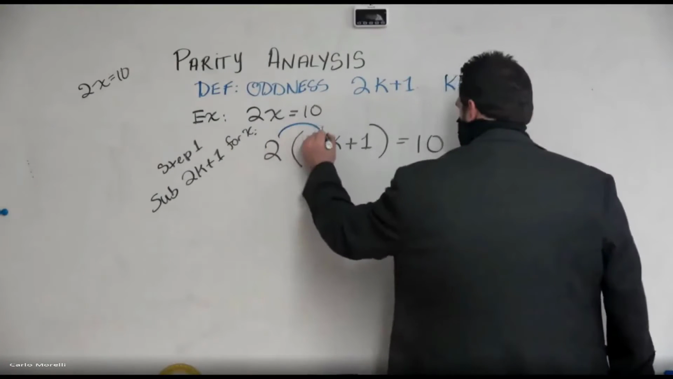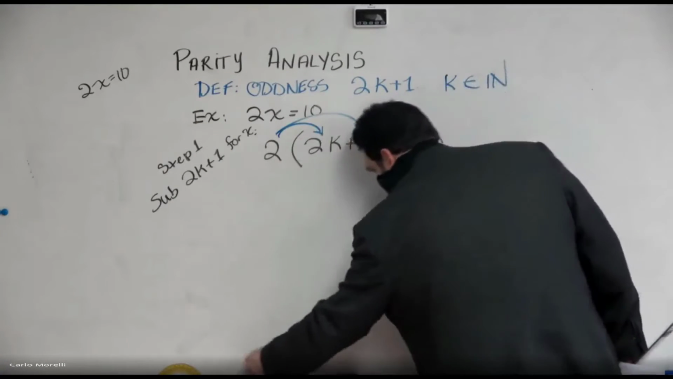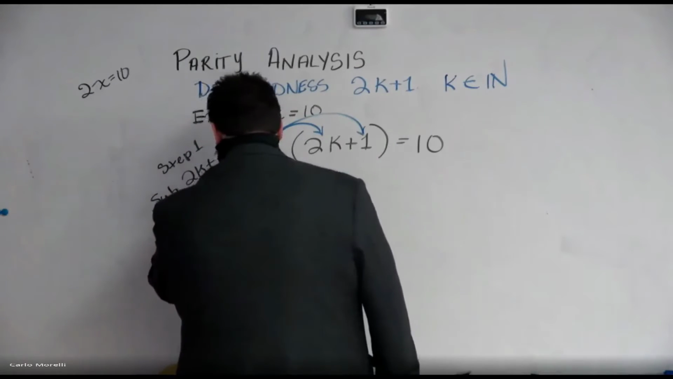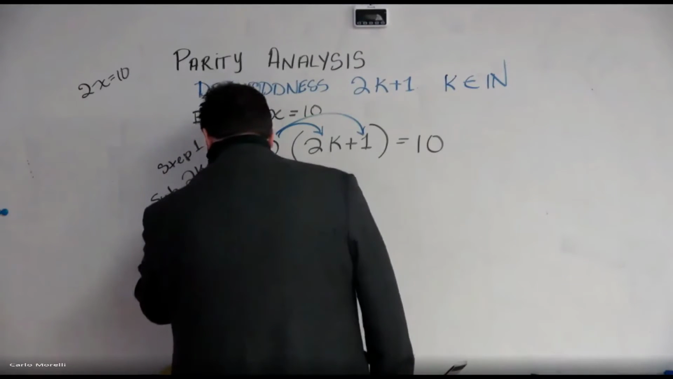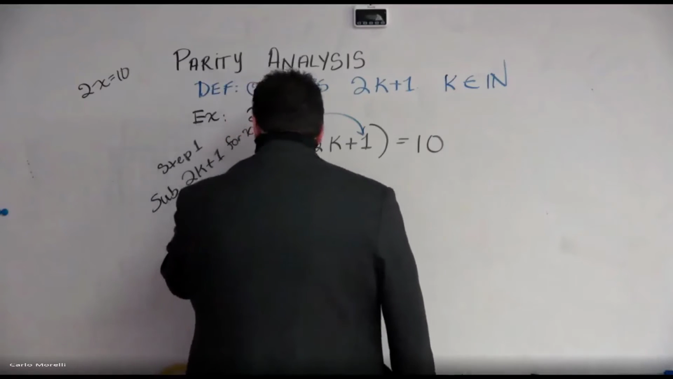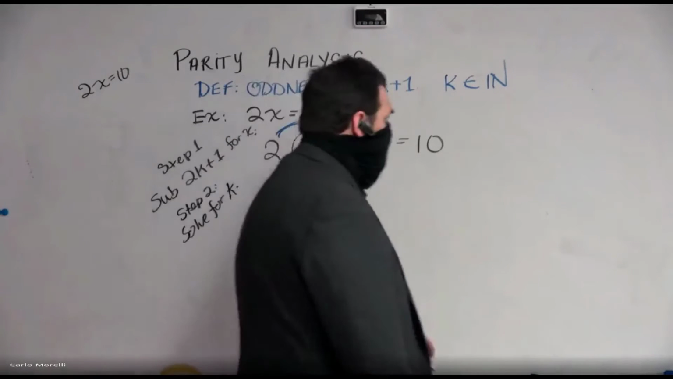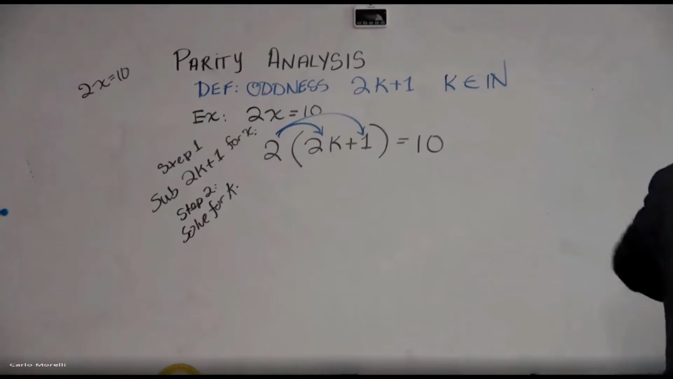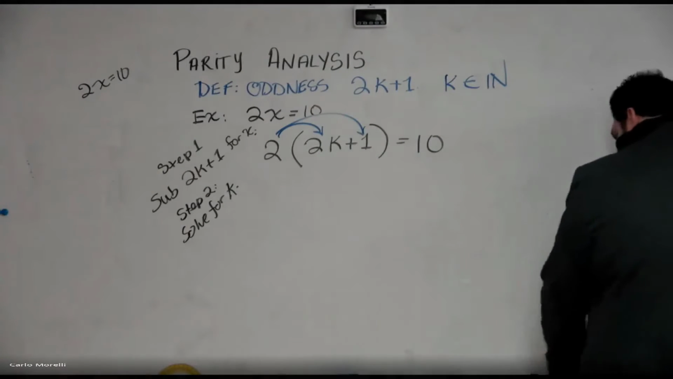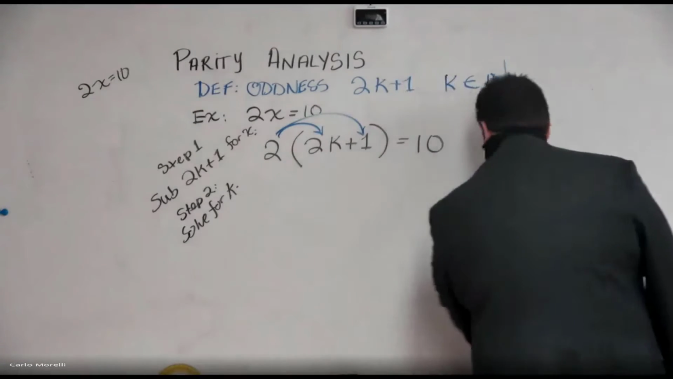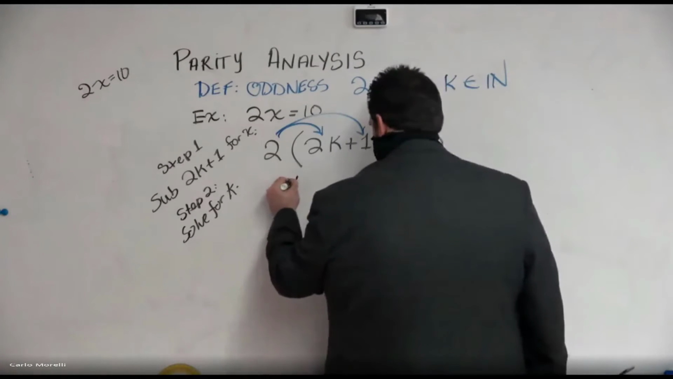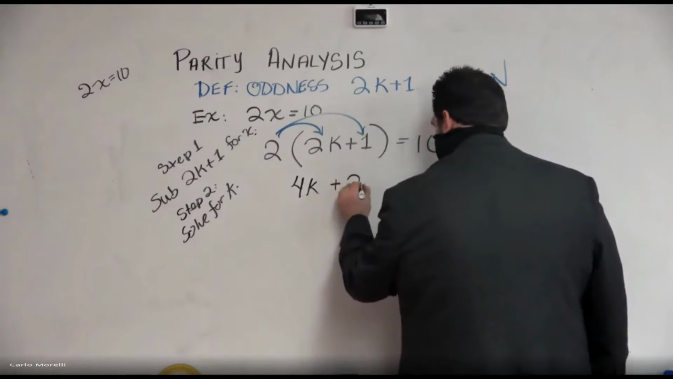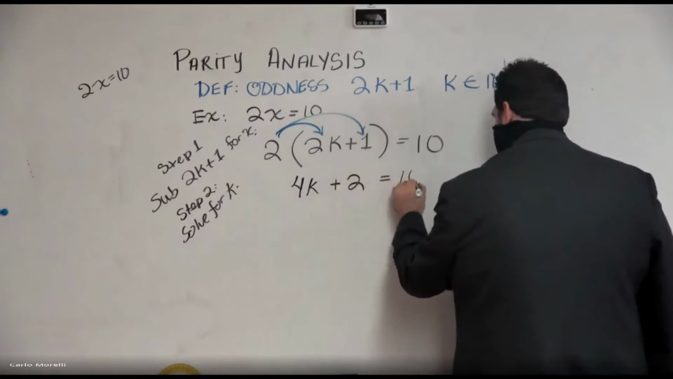So now we distribute. I should write what the next step is. So now step 2 is to solve for k, just like we did before. And here again, if k turns out to be an integer, then it passes the oddness test. If it turns out to be a fraction, it fails the oddness test. So let's do it. Let's solve. So 2 times 2k, that's 4k. 2 times 1 is 2, so 4k plus 2 equals 10.